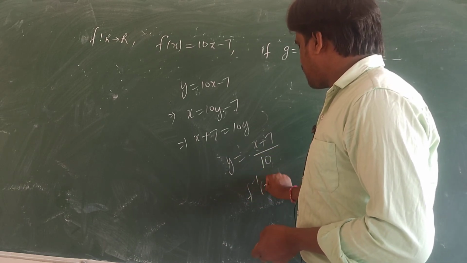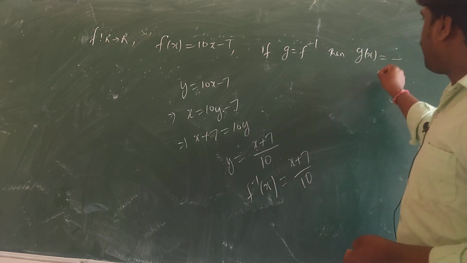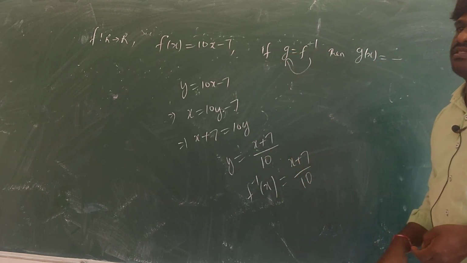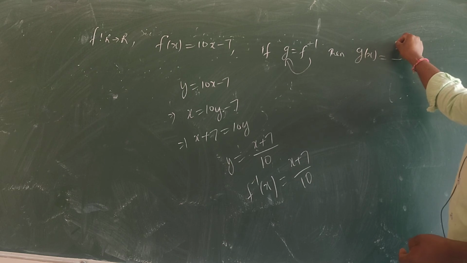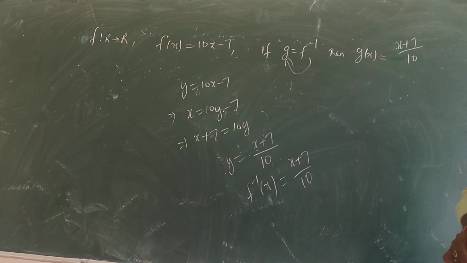Means f inverse x is how much? x plus 7 by 10. So f inverse x is equal to g of x. So the answer will be x plus 7 by 10. Right?